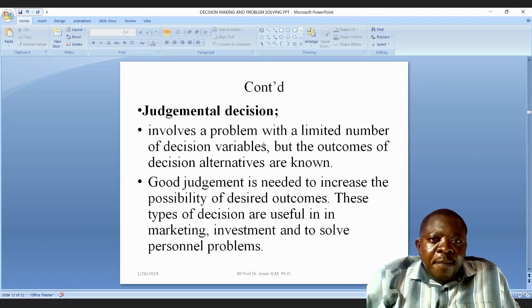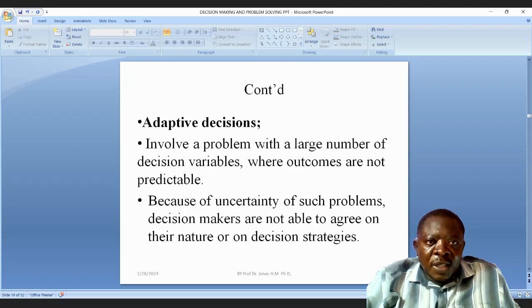This involves a problem with a limited number of decision variables, but the outcomes of the decision alternatives are known. So, good judgment is needed to increase the possibility of desired outcomes. These types of decisions are useful in marketing, investment, and to solve personnel problems. So that is the judgmental decisions.